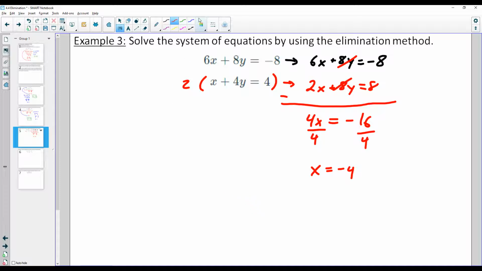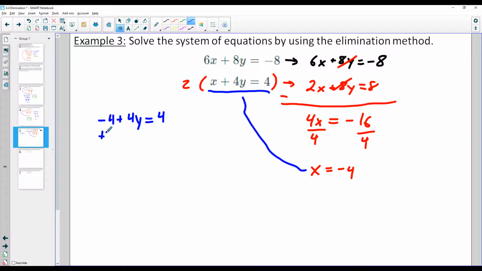Again, now we have to solve, and we can put this in any equation we've gotten. We could put it in one of the equations up here if we wanted to, but I think putting it in this equation here looks the easiest to me. So we have x, which we just said is negative 4, plus 4y equals 4.